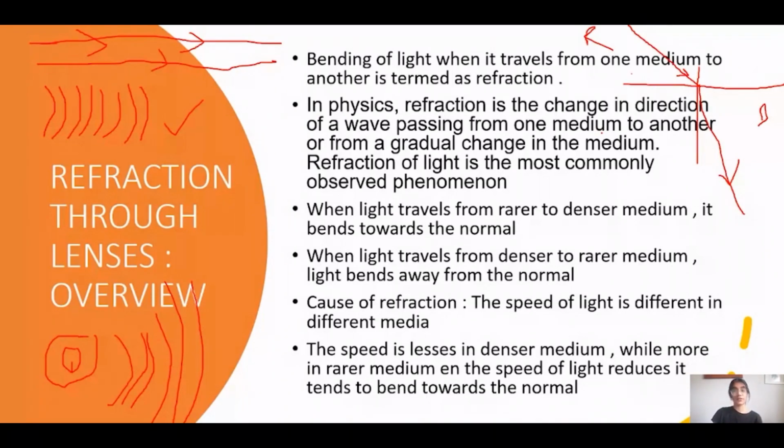Now, the laws of refraction. You know that the first law is that the incident ray, the refracted ray, and the normal to the point of incidence are on the same plane, and the second law is Snell's law of refraction, that tells you that the refractive index of the first medium multiplied by sine of angle of incidence equals the refractive index of the second medium multiplied by sine of angle of refraction, n1 sin i equals n2 sin r.